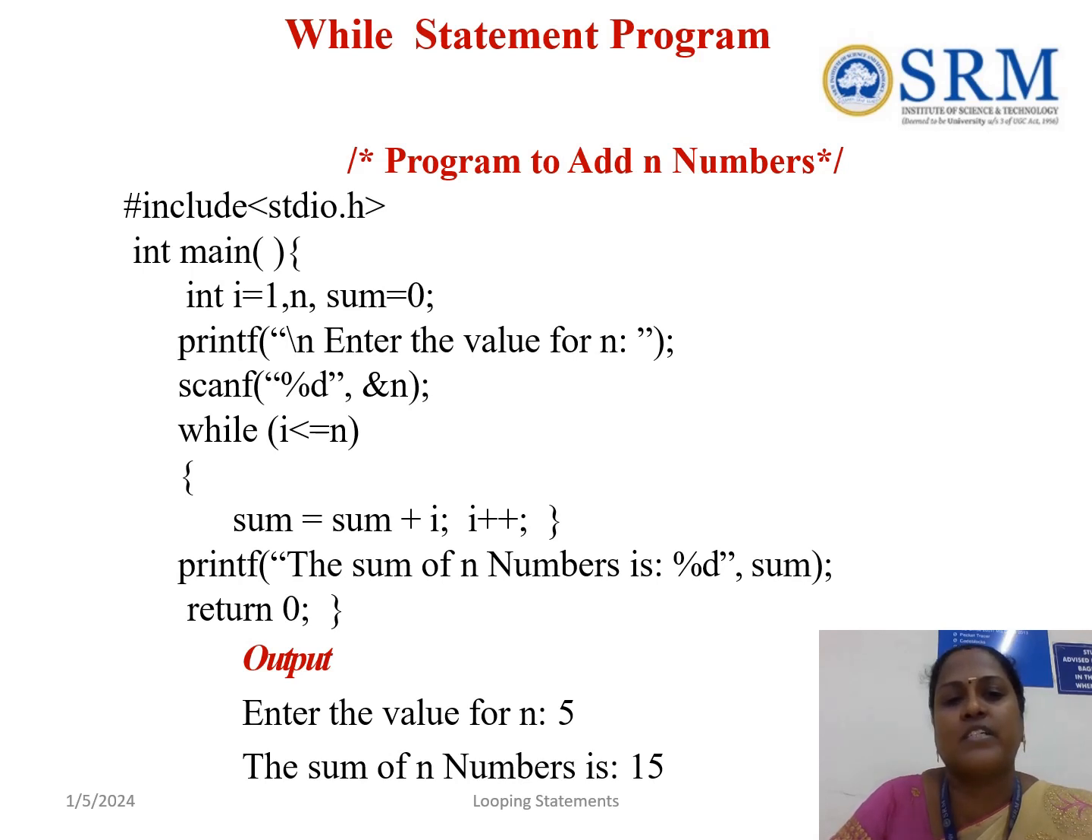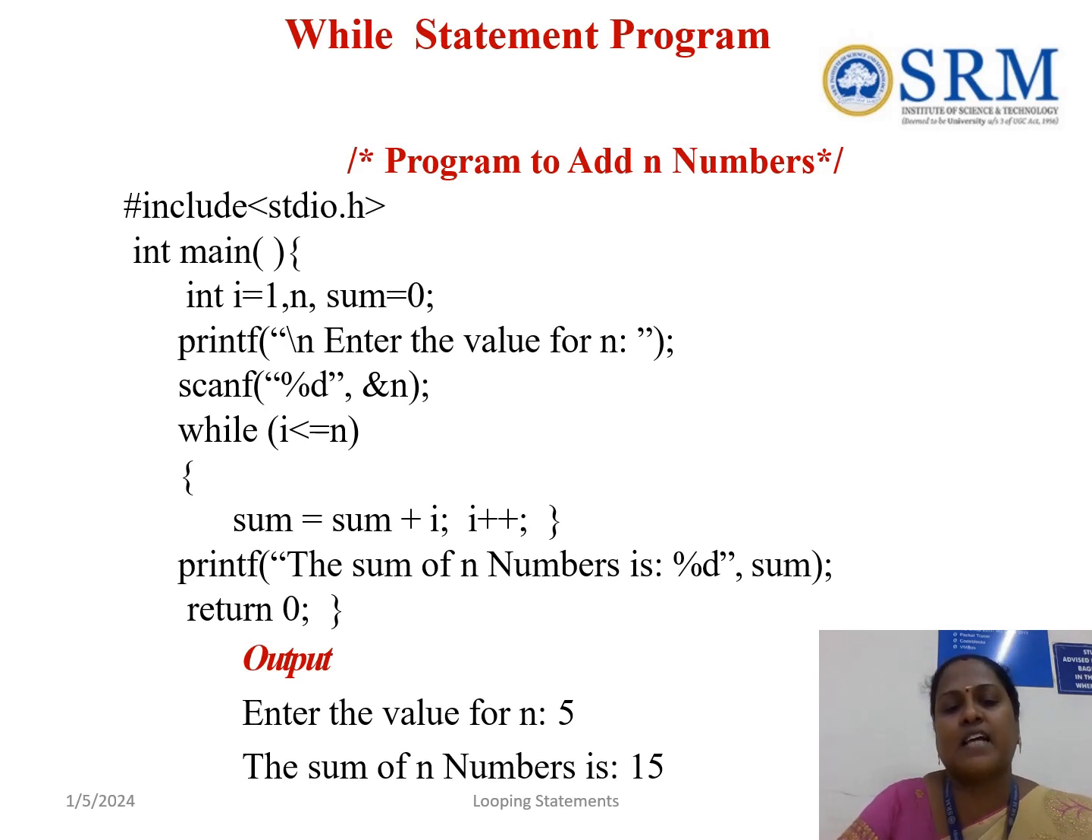The I value is initialized as usual, n is declared, then sum is declared as 0. Then the value n is read. n may be 50 or 100 or 1000. It may be any positive integer value. So a while loop is used now: while I less than n, sum equal to sum plus I.